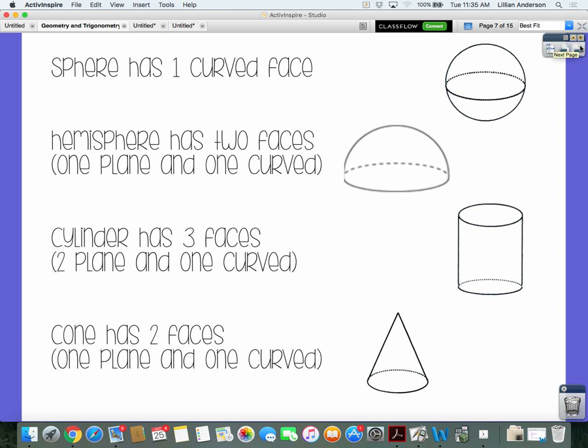Your sphere has one curved face. Hemisphere, that is half of a sphere. It has two faces, one plane, one curved. Okay, everybody follow me here? A cylinder has three faces, two planes and one curve. The two planes are the two bases, the curve is the side. And a cone has two faces, one plane being the base and one curve being the top. Okay?